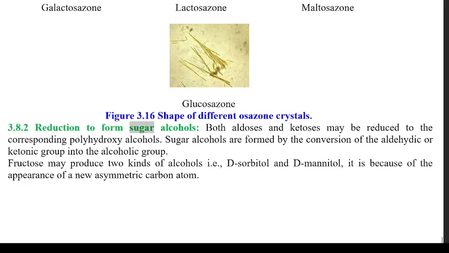3.8.2 Reduction to form sugar alcohols. Both aldoses and ketoses may be reduced to the corresponding polyhydroxy alcohols. Sugar alcohols are formed by the conversion of the aldehydic or ketonic group into the alcoholic group. Fructose may produce two kinds of alcohols, i.e., sorbitol and mannitol. It is because of the appearance of a new asymmetric carbon atom.